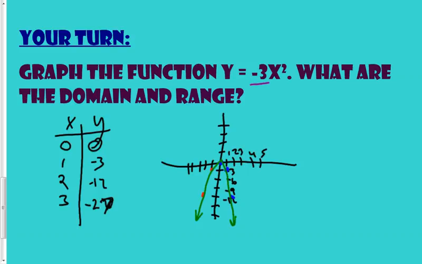On my graph, I labeled the x values going up by 1, the y's going by 3's. So I got 0, 0, then 1, negative 3, and 2, negative 12. And then I reflected them across, and that's where the red dots are to make my full U here.